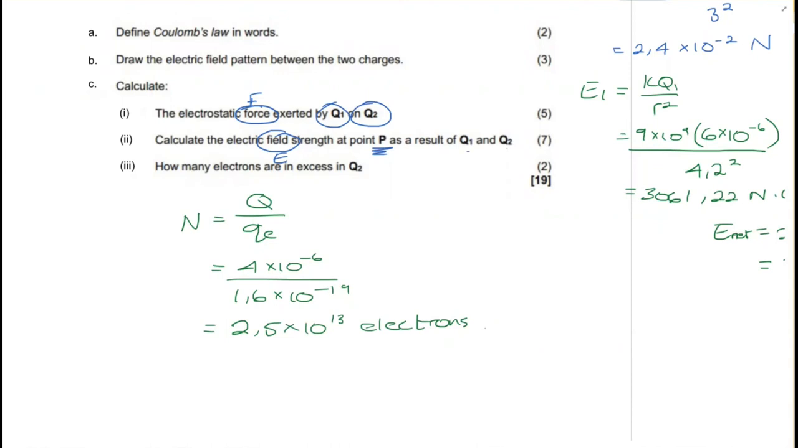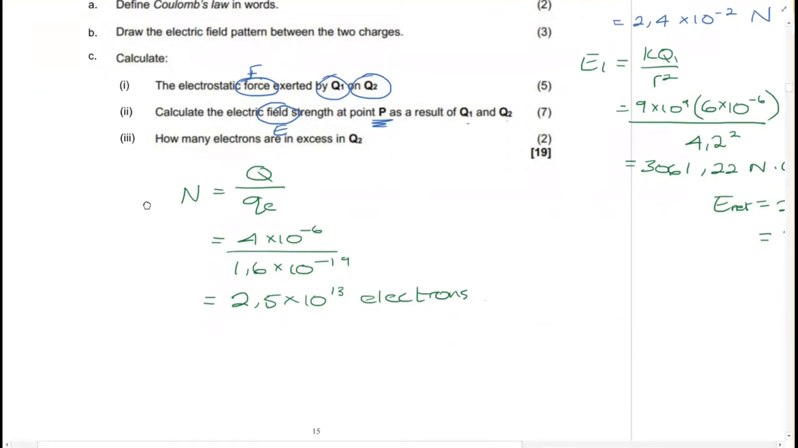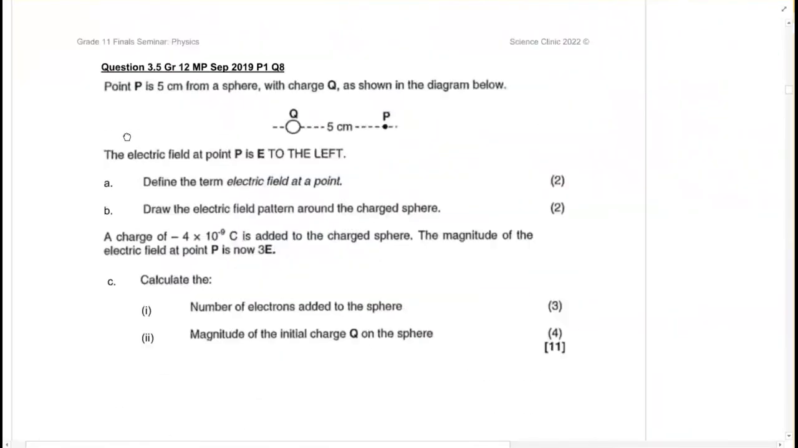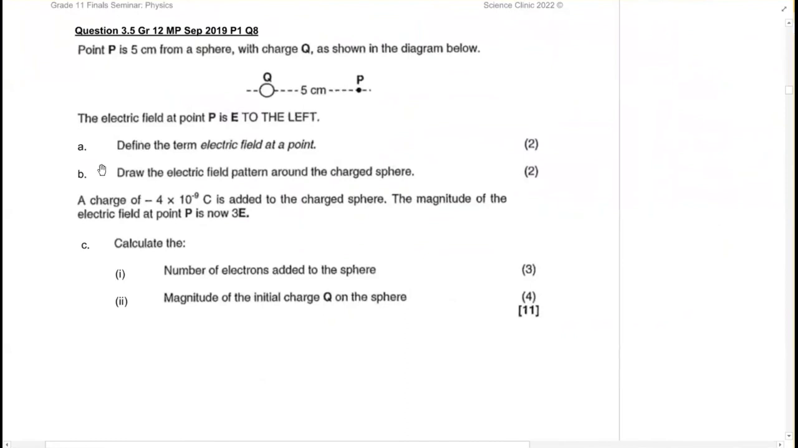All right, guys, we've got 10 minutes left and one more question. I think we can do it. Okay, question number 3.5. Point P is 5 centimeters from a sphere with a charge Q as shown in the diagram below.